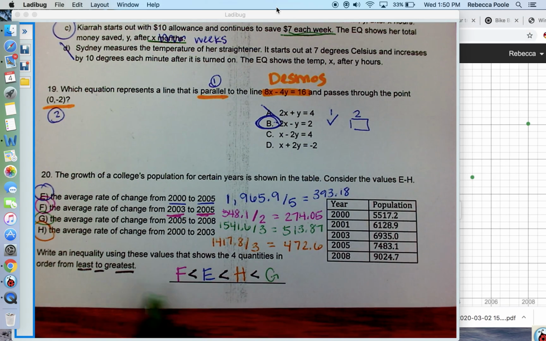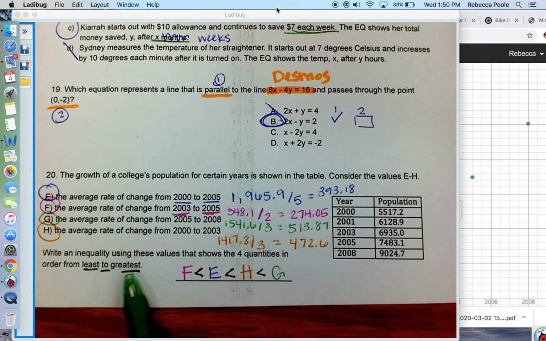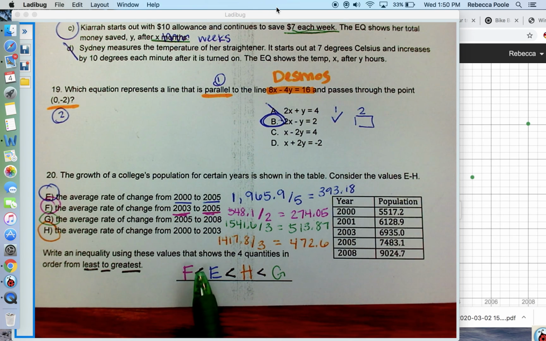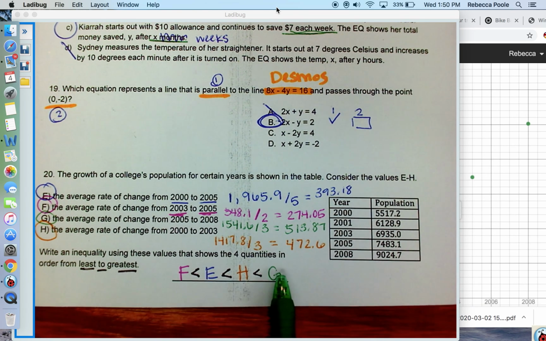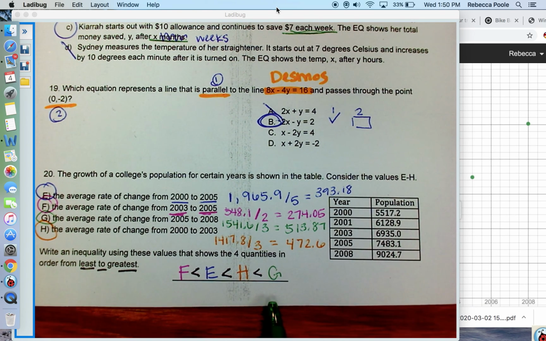So this is how you would write the inequality from least to greatest. F is the smallest. It's less than the next smallest. It's less than the second biggest, and that one is smaller than the biggest. So this is your inequality from least to greatest. If it's least to greatest, least means less, so we're using less than signs.